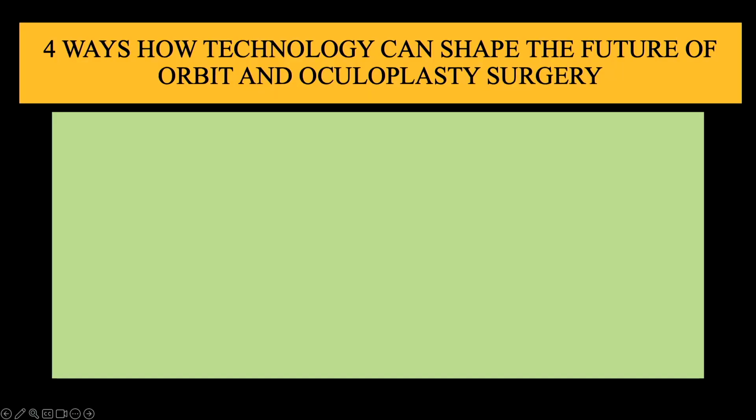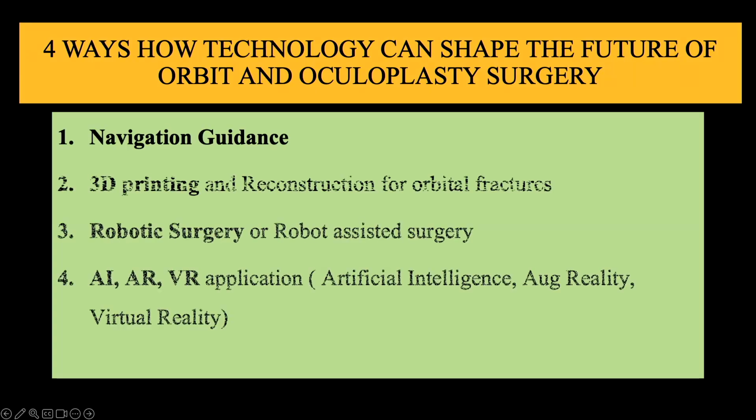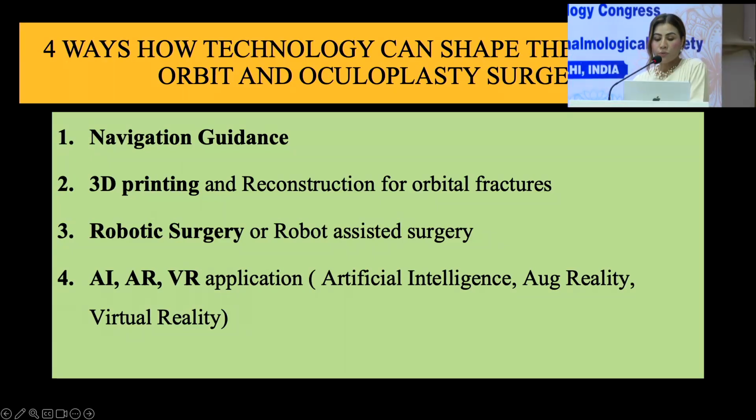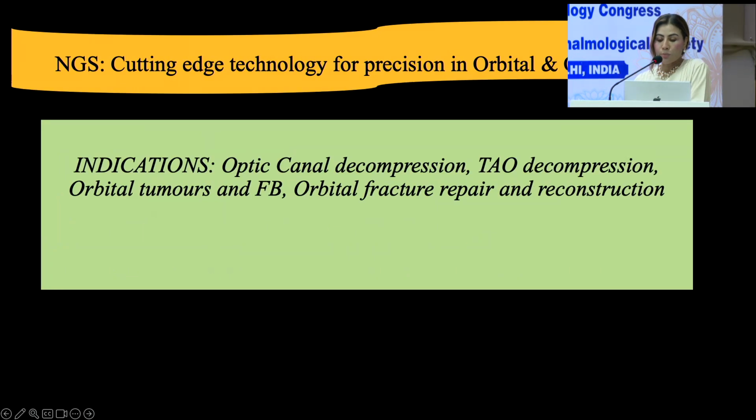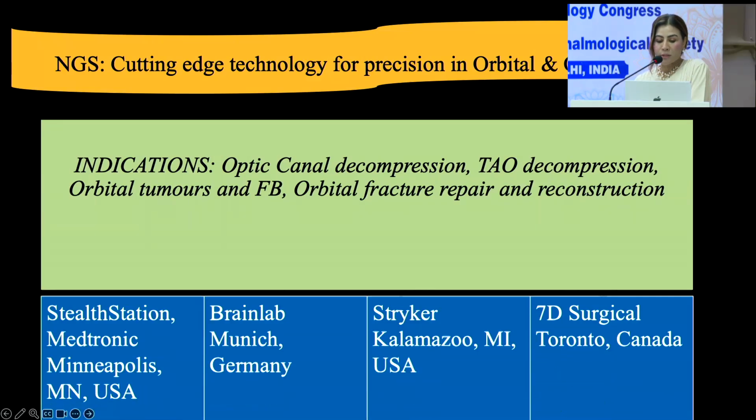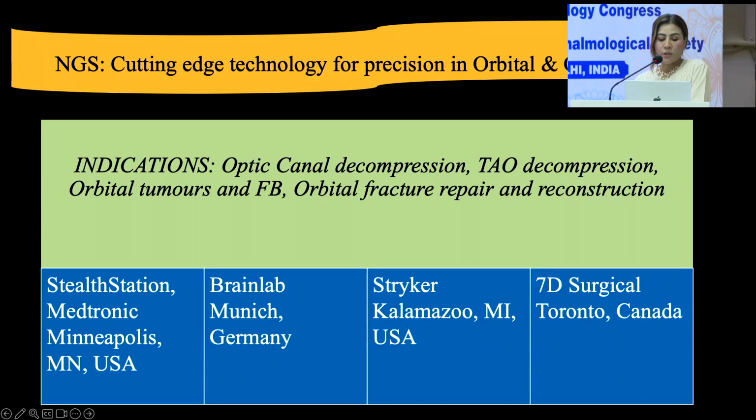So I'll be talking on technological updates, the navigation tools in orbit. When we mention the technological updates, the four major ones are: one, definitely navigation, which I already mentioned, the others being 3D printing, robotic surgery, and the use of artificial intelligence and the different types of reality machines. So navigation is today cutting edge technology for performing very precise orbital and oculoplastic surgery, having numerous indications and numerous machines available in today's market.